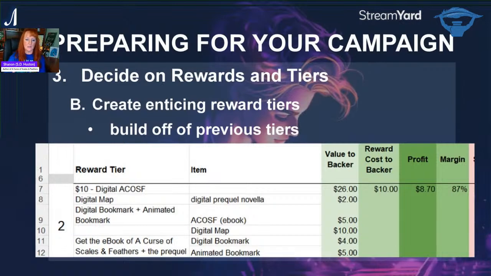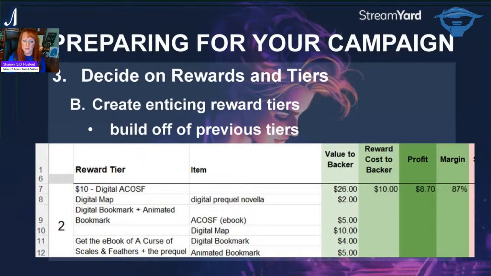This is from a spreadsheet that I didn't create. It was done through the class that I went through. So you can see here at the $10 level, this is my second reward level tier. $10 was the digital version of the book. It had the digital map. It had the digital bookmark, which was animated, is the word I was looking for earlier. And the bookmark. It also had the digital prequel novella.